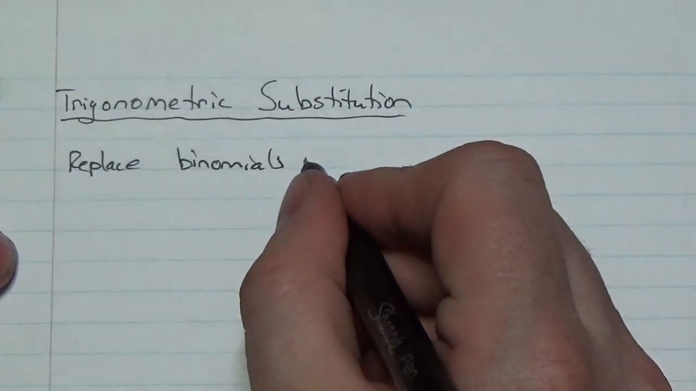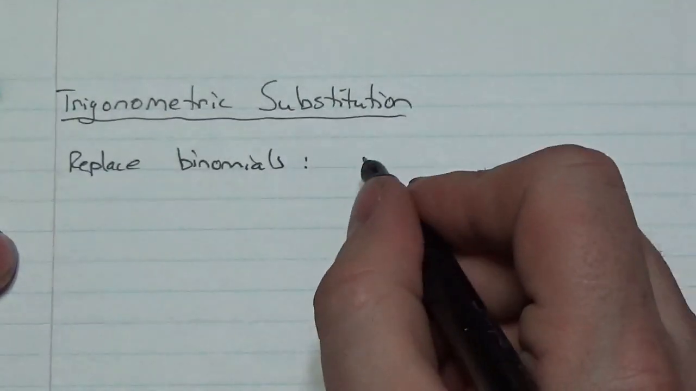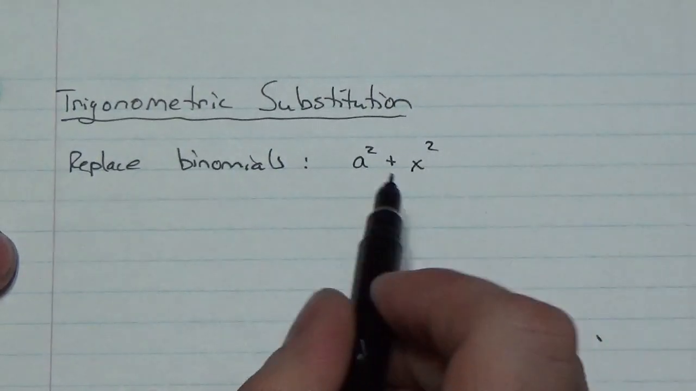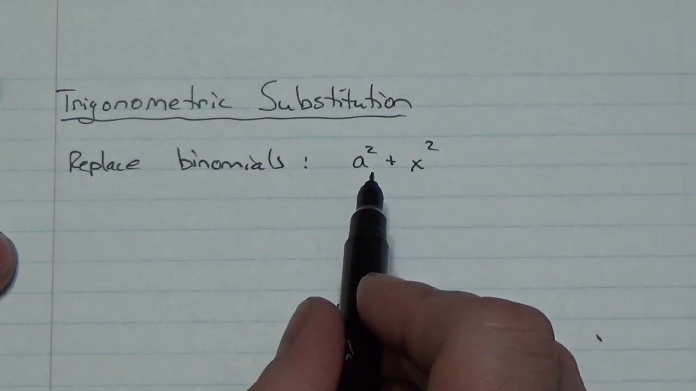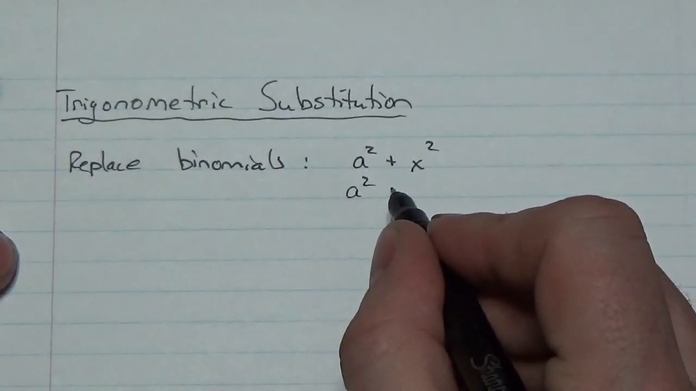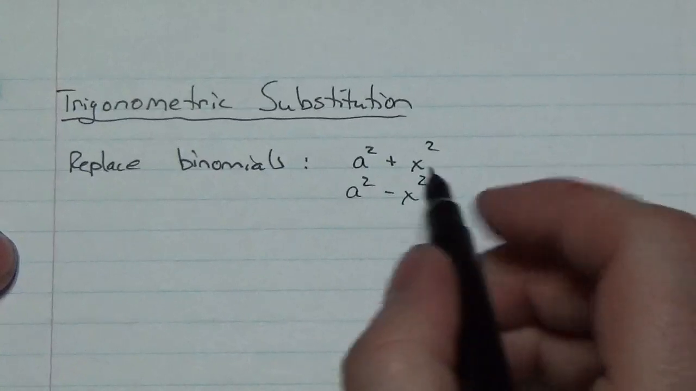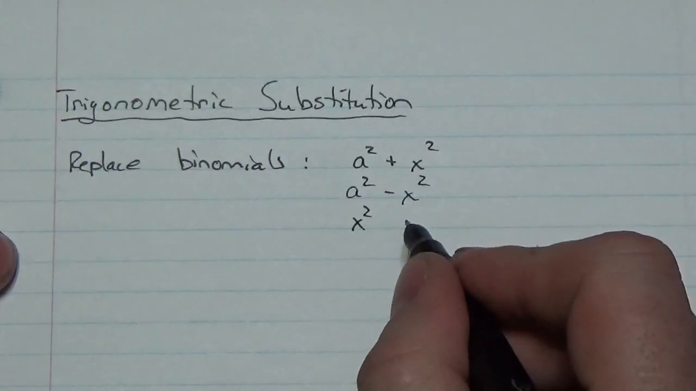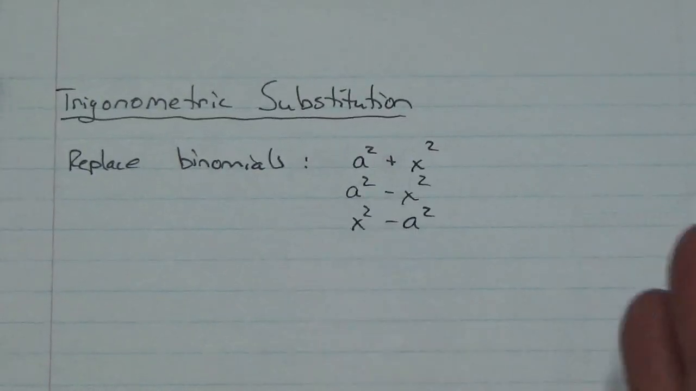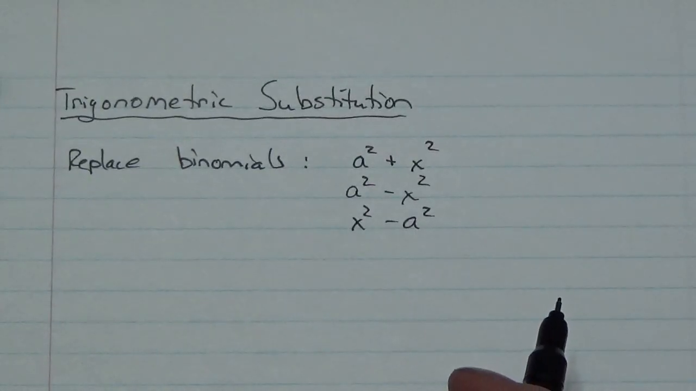And the binomials we're going to look at here, we're going to be able to replace a squared plus x squared, assuming that a is some sort of constant here and x is our independent variable. We're also going to be able to look at a squared minus x squared and x squared minus a squared. Okay, and there is a significant difference there, and you'll see how that works out in just a second here.